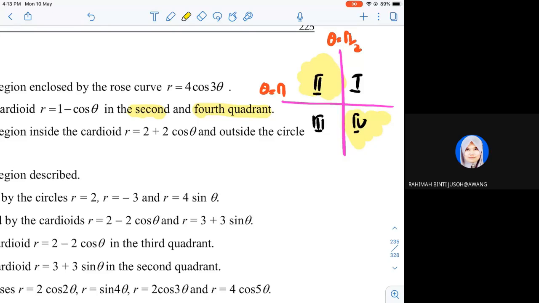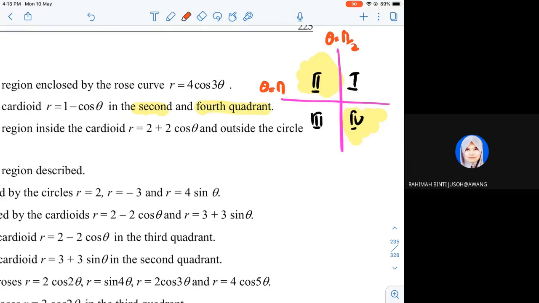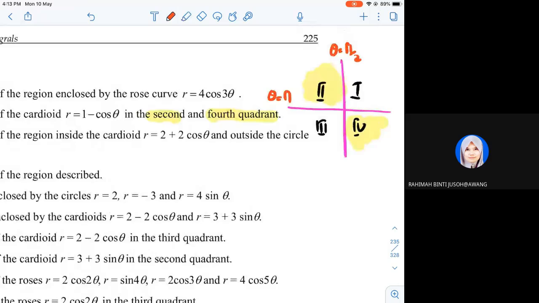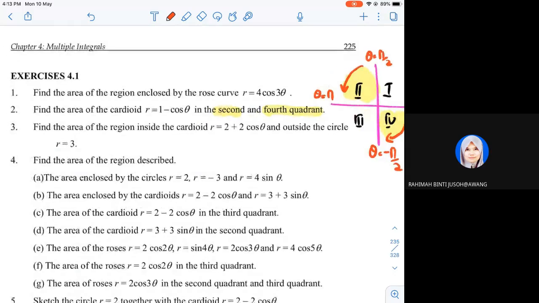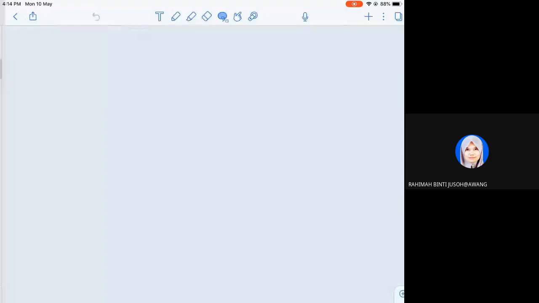So for the fourth quadrant, you can consider theta from 0. Oh, sorry. Theta from 0. If you consider this one counterclockwise. If you want to consider clockwise like this, you can consider theta equals to negative pi over 2. Okay, so that's the region for question number 2. I'm not going to show question number 2, it's quite simple. If you watch my video, you can answer it. Alright. So let us proceed to question number 3.